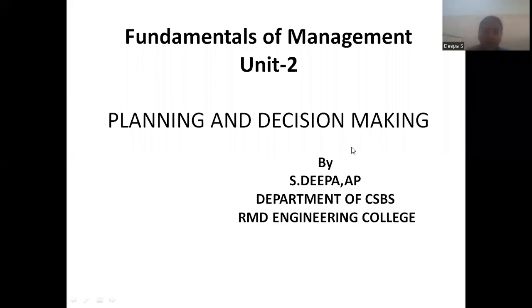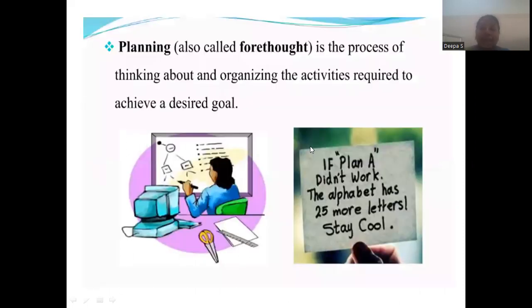Good morning. Today we are going to see Unit 2, planning and decision making. So planning means you are going to set the different steps to perform an action. Here, planning is the first thought, that is the process of thinking about the different activities that are required to achieve a goal.